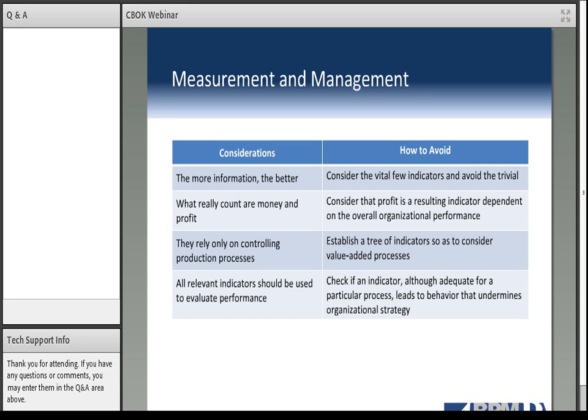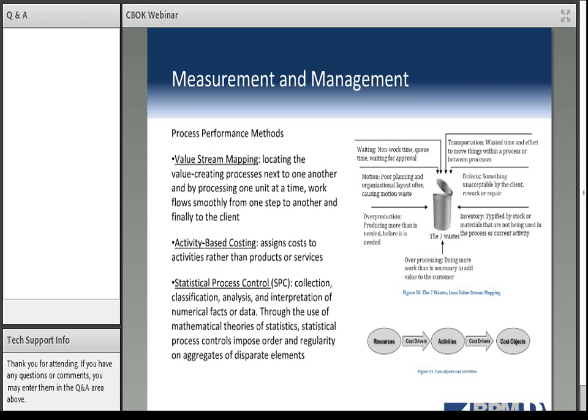Okay, the next slide is talking about different methods in which you can assess process performance. The three methods that were defined in the chapter were value stream mapping, activity-based costing, and then statistical process control. So starting with value stream mapping, as you can see on the right, there's the aspect of the seven wastes.